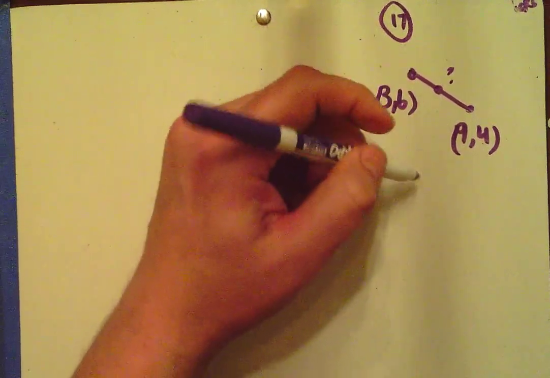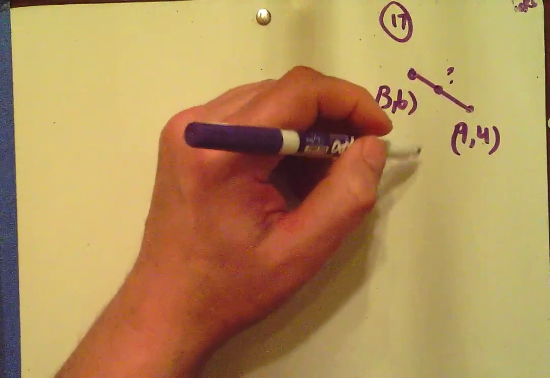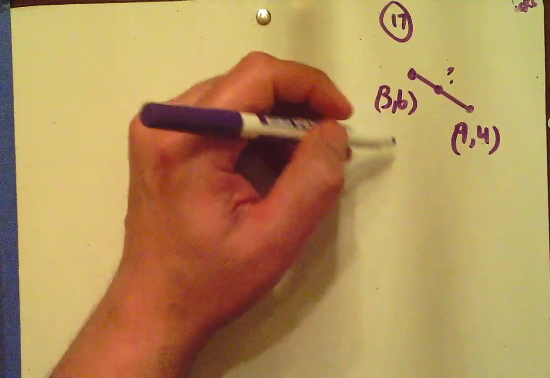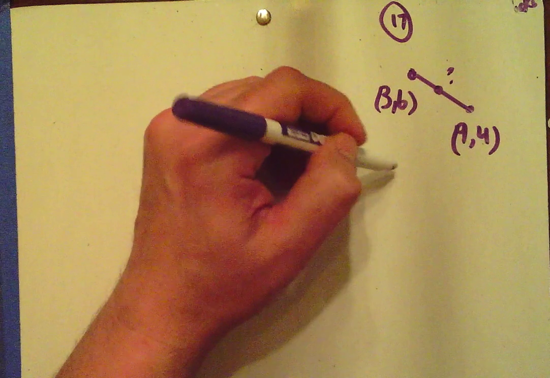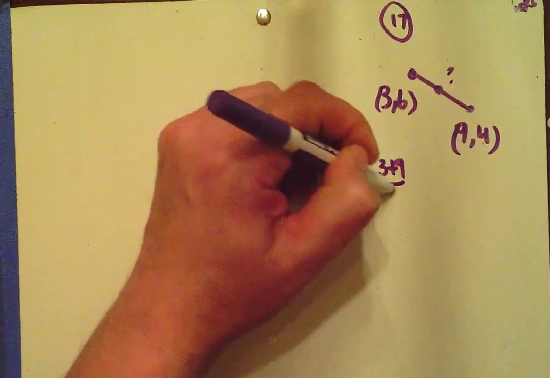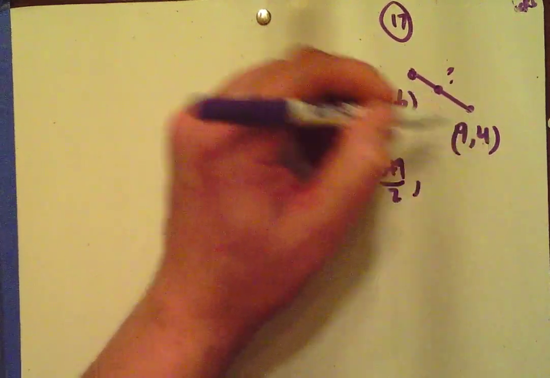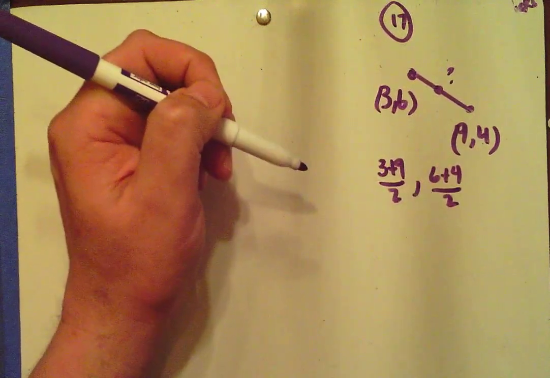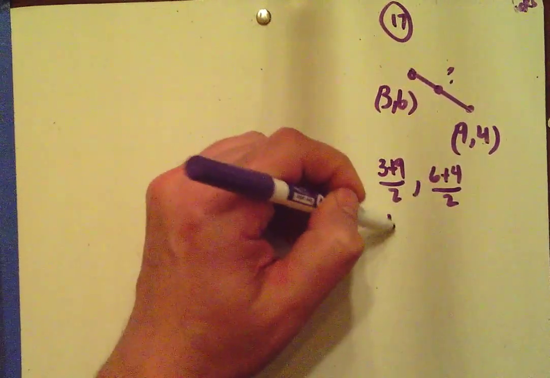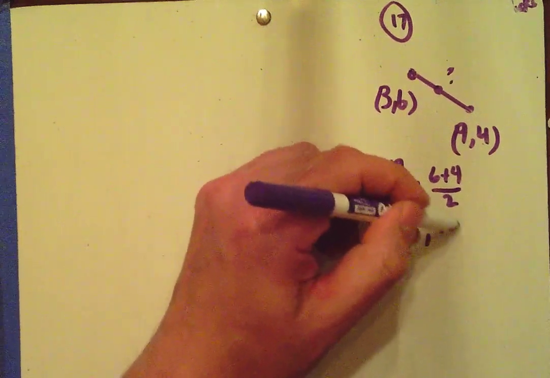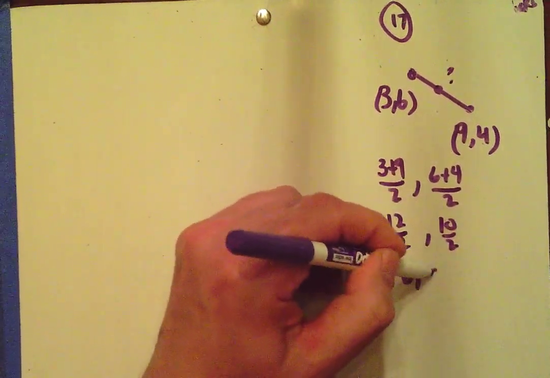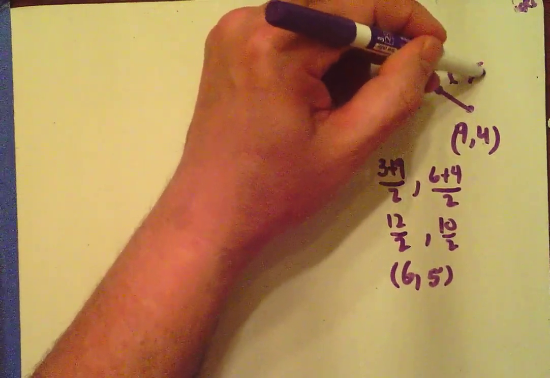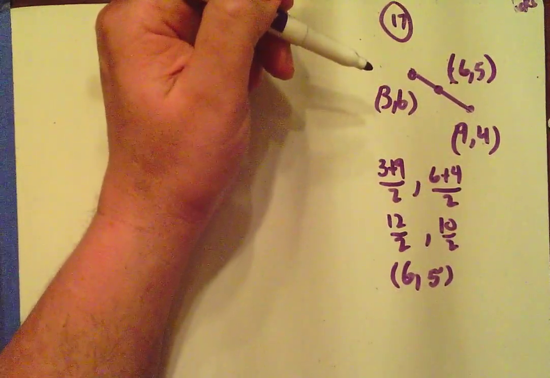Well, we've talked about the midpoint formula a couple of times in our morning class, and we know that the midpoint formula is the average of the x's, so 3 plus 9 divided by 2, and the average of the y's, 6 plus 4 divided by 2. So that's going to give me 12 over 2 and 10 over 2, which is (6, 5). The midpoint is located at (6, 5).